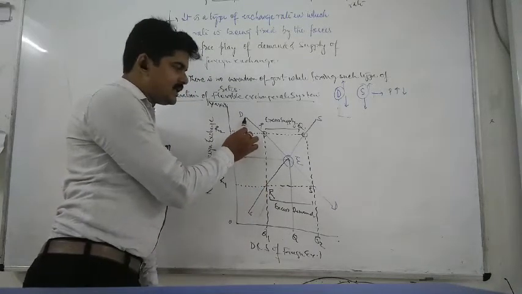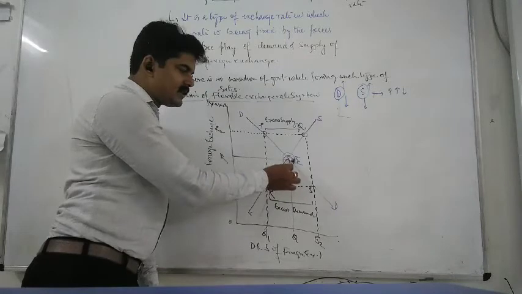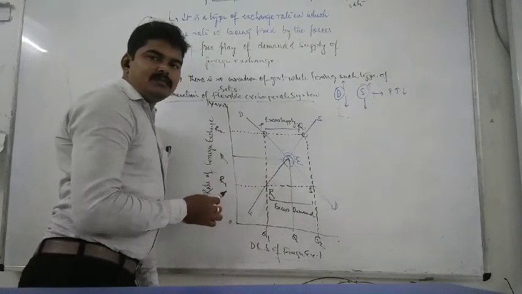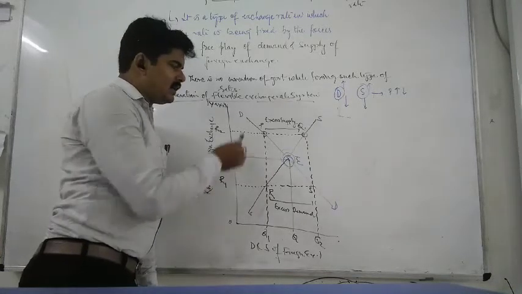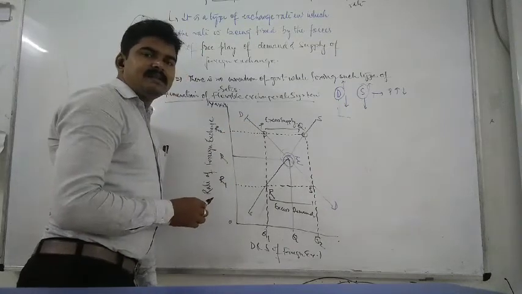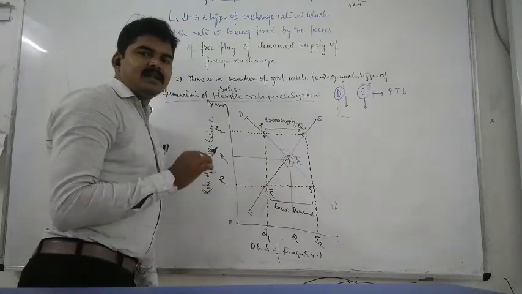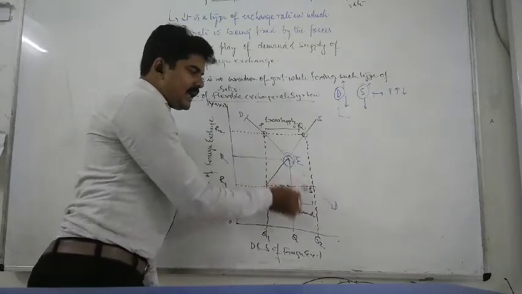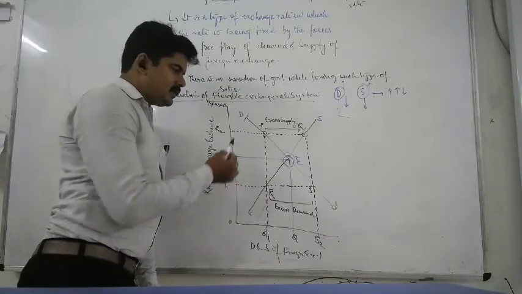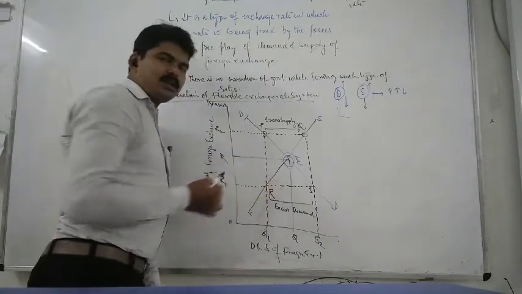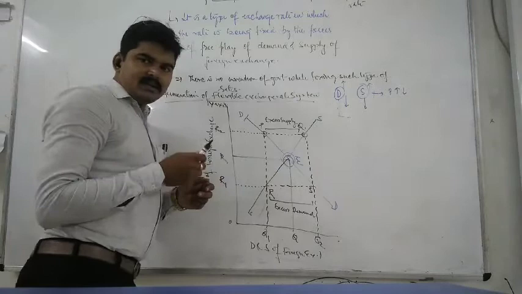You can see that the DD curve and the SS curve are intersecting at point E. It is called the equilibrium. Equilibrium is a situation of any market in which no further change is required. It is a position of rest. So DD and SS intersect at point E. It is an equilibrium, which means at this point the consumer as well as the producer are both free. They don't have any problem purchasing the foreign exchange at this rate.